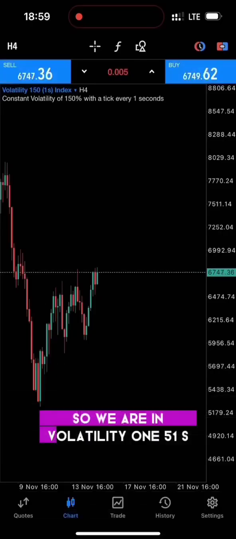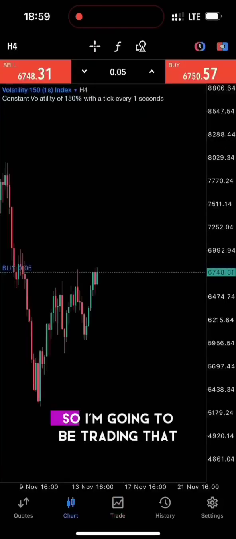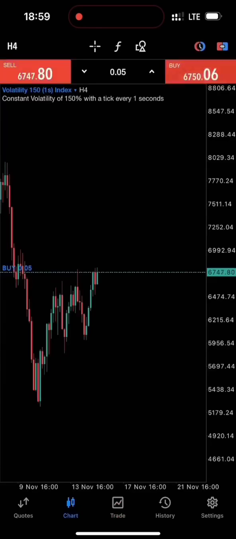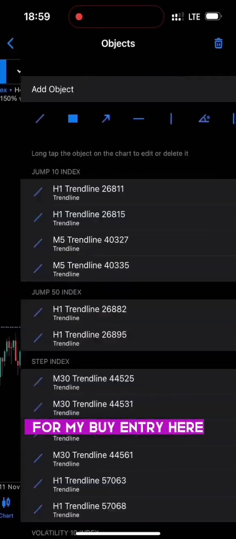So we are in Volatility 150 index on the 4-hour time frame. I'm going to be trading that using this $20 account. I'm going to show you the reason for my buy entry here.